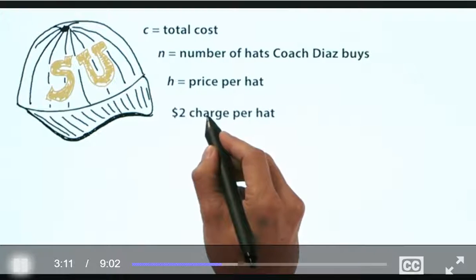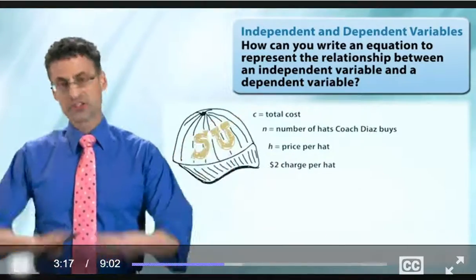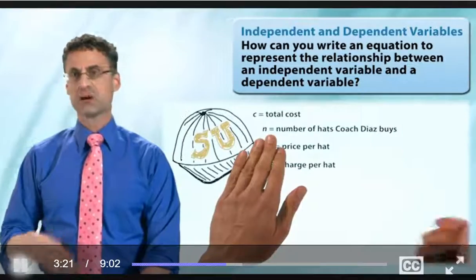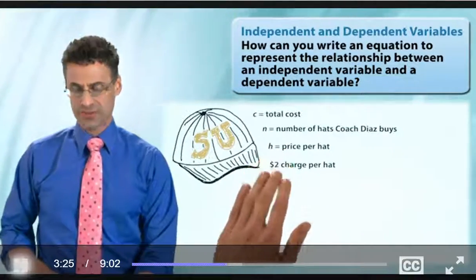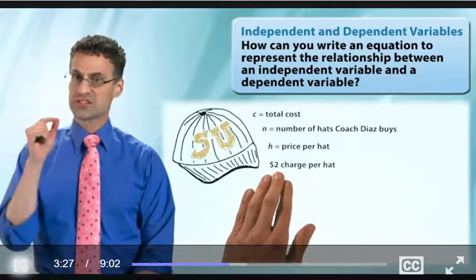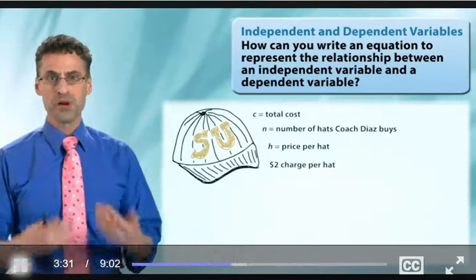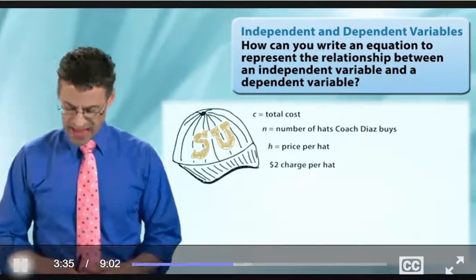So you see how I'm trying to just get down these basic ideas. C is going to be the total cost of the whole order. N is the number of hats he's going to order. H is the price of the hat itself. And then $2 is going to be added to that price in order to have the SU put on. Okay, so what's an equation that can be used to find the cost of the hats?